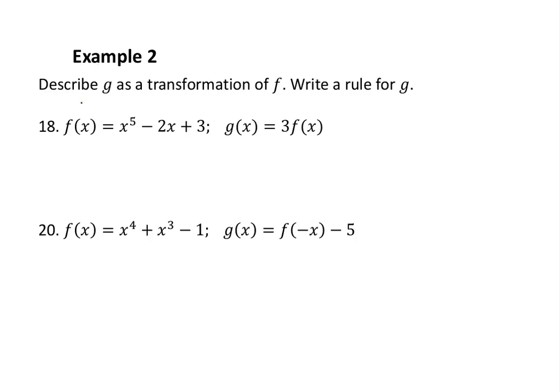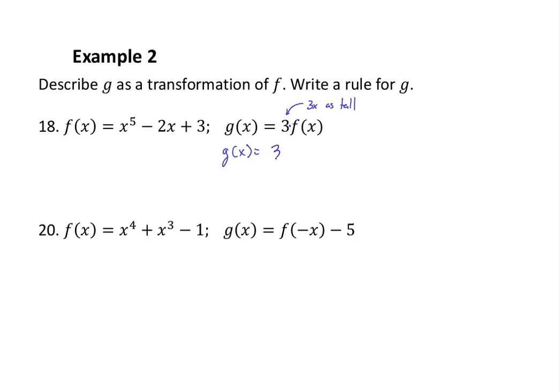So example 2, describe g as a transformation of f and write a rule for g. So here we've got a 5th degree polynomial for f of x. G of x is 3 times f of x. Notice that the 3 is multiplied onto the output. It's out front. It's a vertical adjustment. This is saying 3 times as tall. It's taking function f and making everything 3 times as tall.